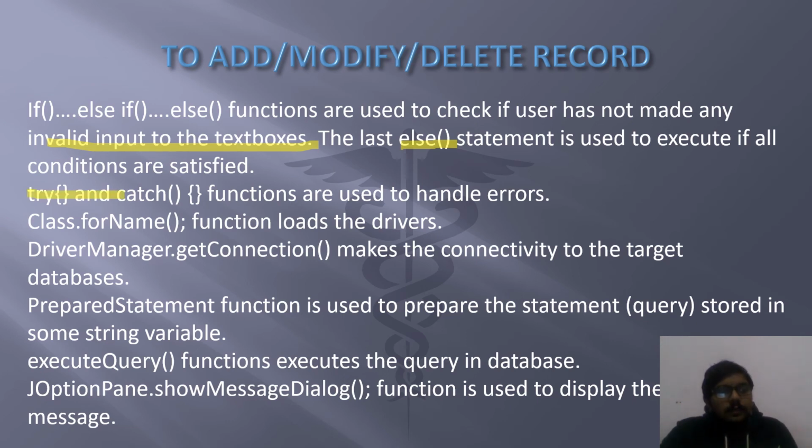The try and catch function, as I have already explained, Class.forName, DriverManager, PreparedStatement, and executeQuery, and the JOptionPane showMessageDialog. All these functions I have explained in the previous slide. I have written them again here so as not to confuse you with the creation of the application. So let's move to the next slide.